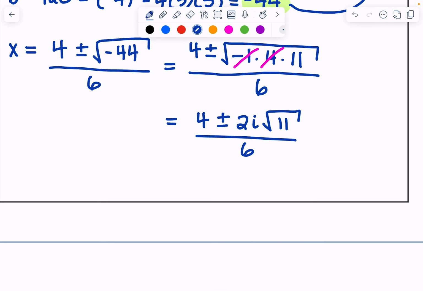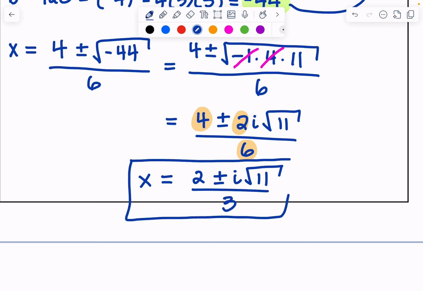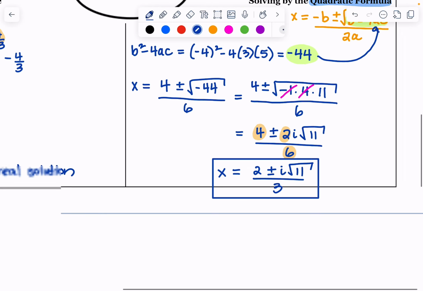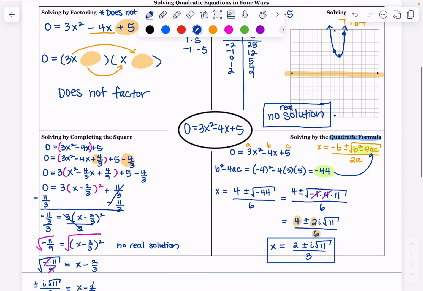This is probably fine, but just to be safe, we want to simplify this because 4, 2, and 6 can all divide by 2. So the best answer is x equals 2 plus or minus i square root 11 all over 3, which is the same answer that we got by completing the square.